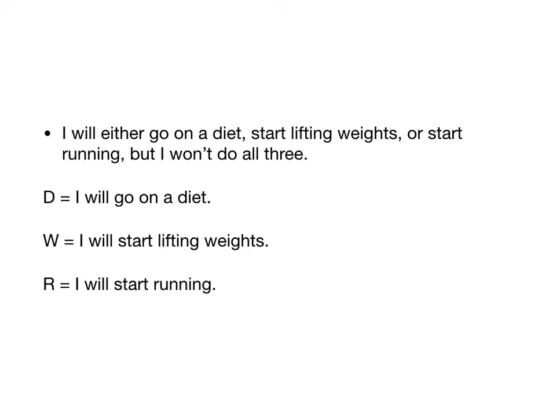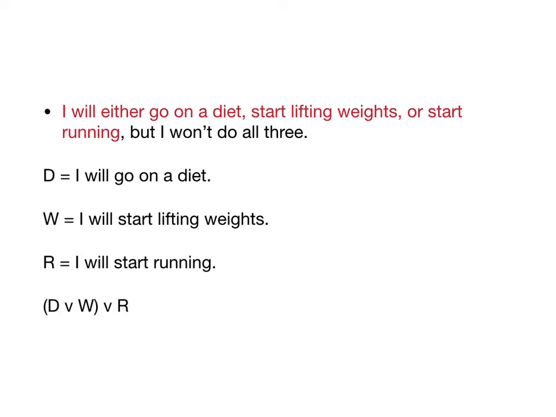So another one, I will go on a diet, start lifting weights, or start running, but I won't do all three. So again, we look at the propositions. I will go on a diet, I will start lifting weights, I will start running. Those are the three propositions at work here. We give each a letter D, W, or R. Now we look at this first statement. I'll either go on a diet, start lifting weights, or start running. Well, D or W or R, right? Now we've got the first part down.